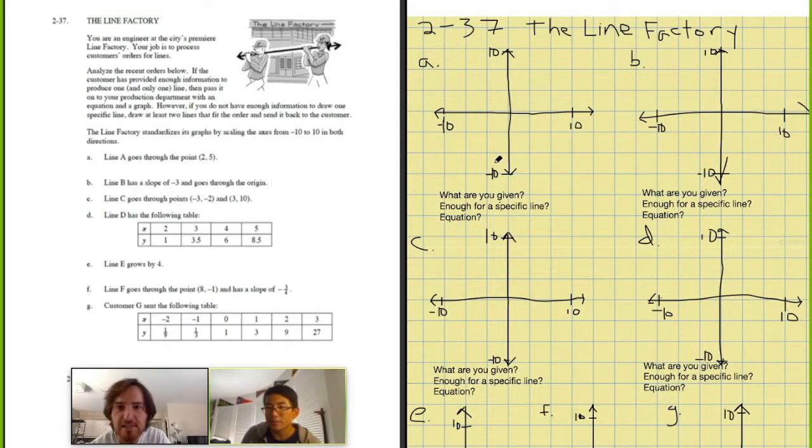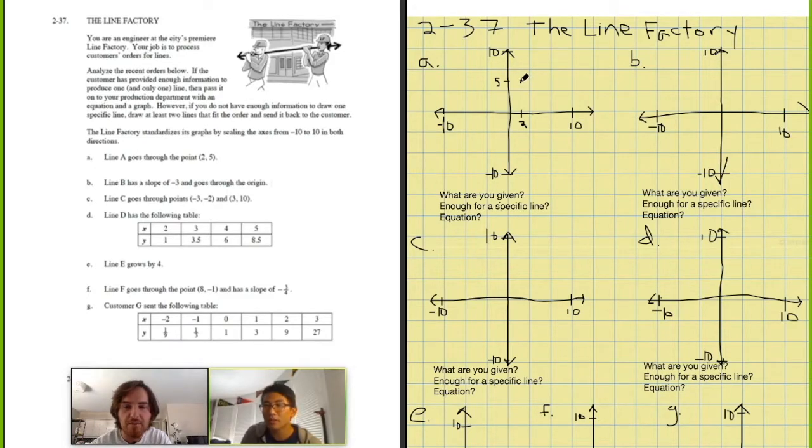Let's just see if I can locate where 2,5 is. It looks like we're going by a little over 3s here, so this might be around 2. And then 5 is halfway between 0 and 10, so maybe around here would be 5. So I know that a point would be on this line right here.